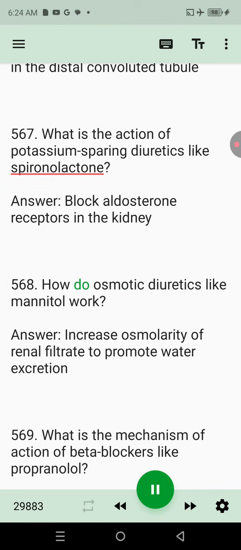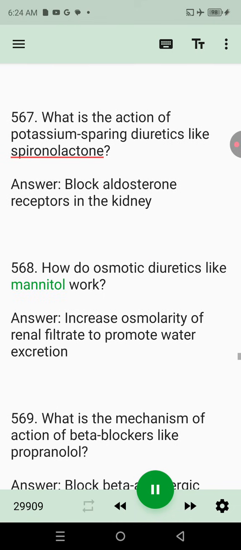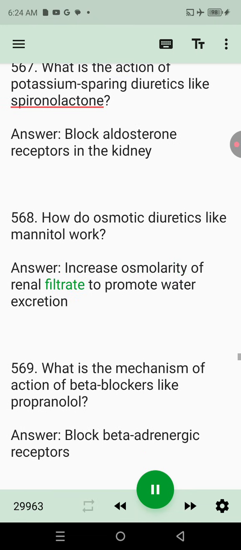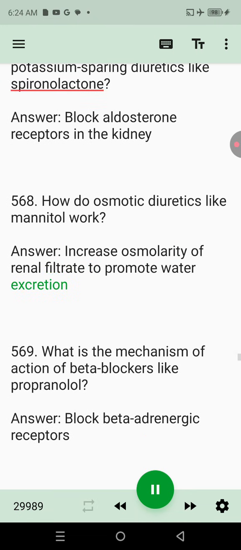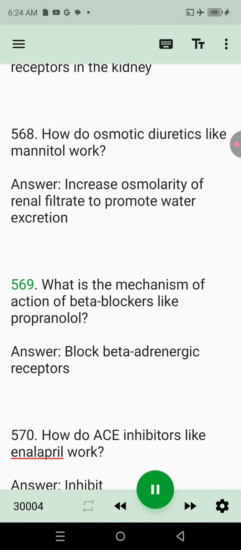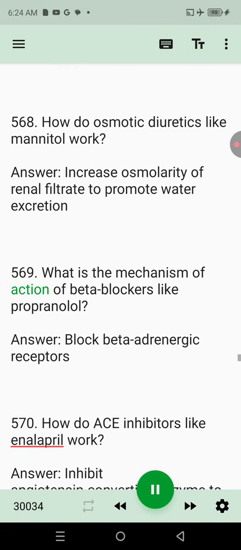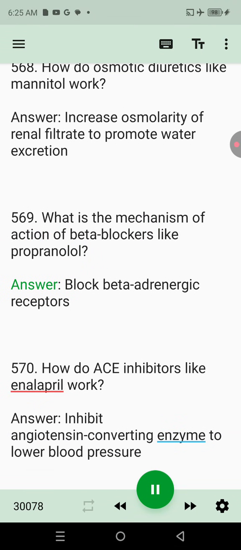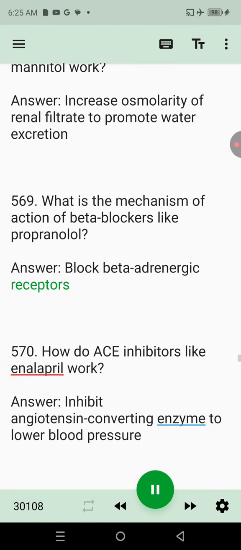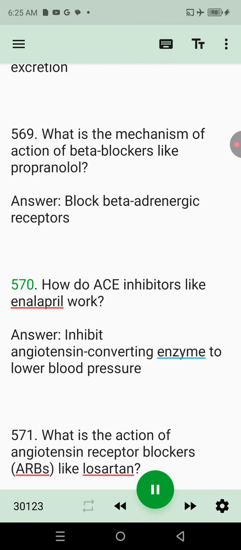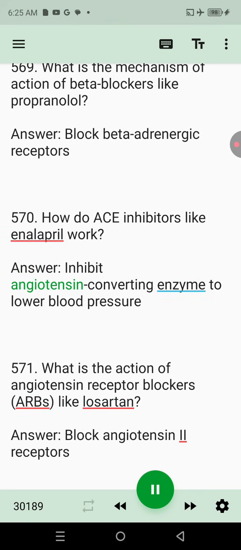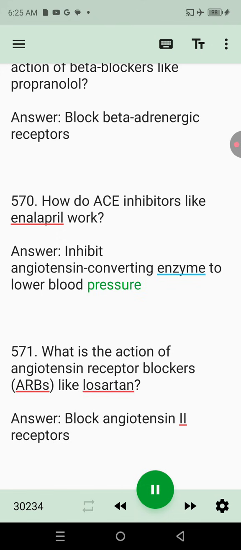568. How do osmotic diuretics like mannitol work? Answer. Increase osmolarity of renal filtrate to promote water excretion. 569. What is the mechanism of action of beta blockers like propranolol? Answer. Block beta adrenergic receptors. 570. How do ACE inhibitors like enalapril work? Answer. Inhibit angiotensin converting enzyme to lower blood pressure.